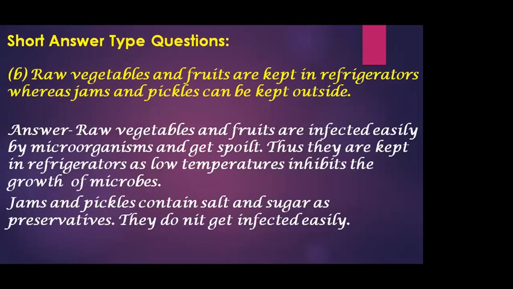Raw vegetables and fruits are kept in refrigerators, whereas jams and pickles can be kept outside. The reason is raw vegetables and fruits are infected easily by microorganisms and get spoiled. Thus, they are kept in refrigerators as low temperatures inhibit the growth of microbes. Jams and pickles contain salt and sugar as preservatives, thus they do not get infected easily.